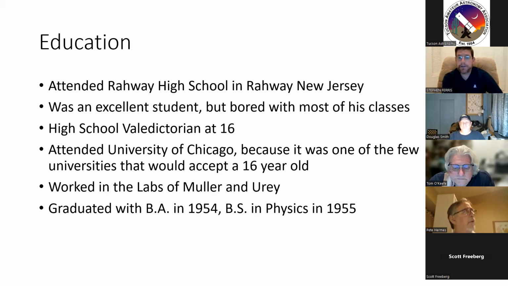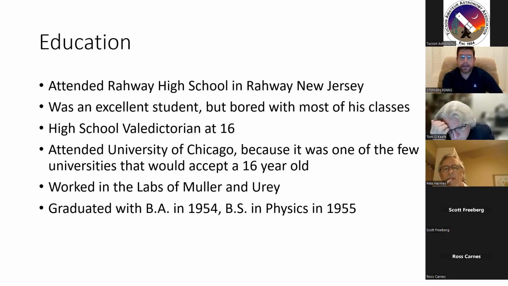He was the high school valedictorian at 16, and he attended the University of Chicago, a very prestigious school, but specifically because it was one of the few schools that would accept a 16-year-old. And that's still unusual today. There are some schools that will accept people who are underage, who are identified as prodigies and things like that. He got through high school very quickly, and they took him as an undergraduate.